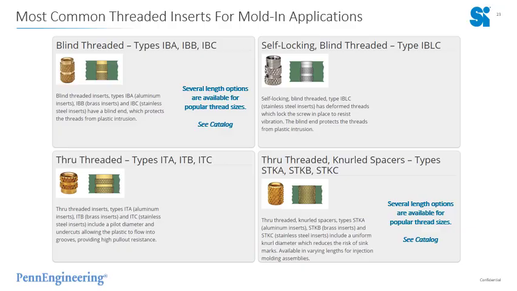At the top right we have our self-locking blind threaded IBLC series. This is not available in brass, but what's unique to this insert is that it has a self-locking thread. It's very prevalent and used quite a bit in the aerospace industry, because when you apply mating hardware, if there's any vibration in the environment, you want to ensure that your mating hardware doesn't slip out.